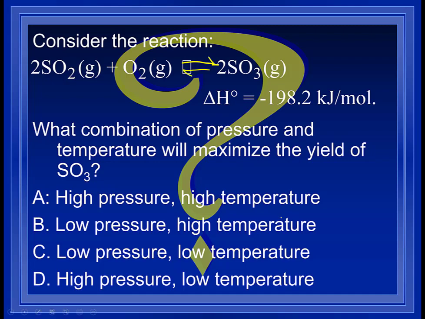Okay. So this negative sign on the heat means it's a product. Combination of temperature and pressure. So pressure first. There's 3 moles of gas, there's only 2 moles of gas here, so more pressure would favor the side with the least gas, which is the right. So it's got to be a high pressure system, so I can cross off the low pressures.